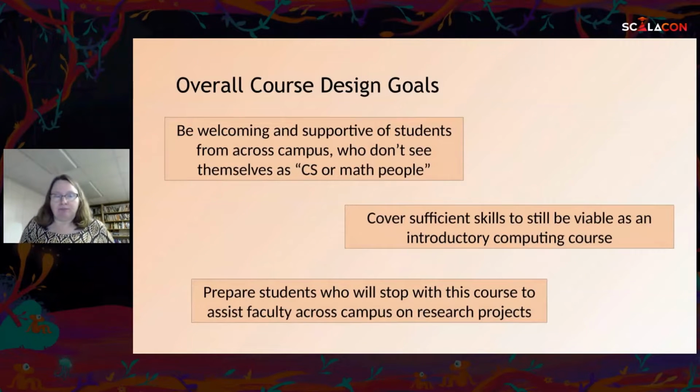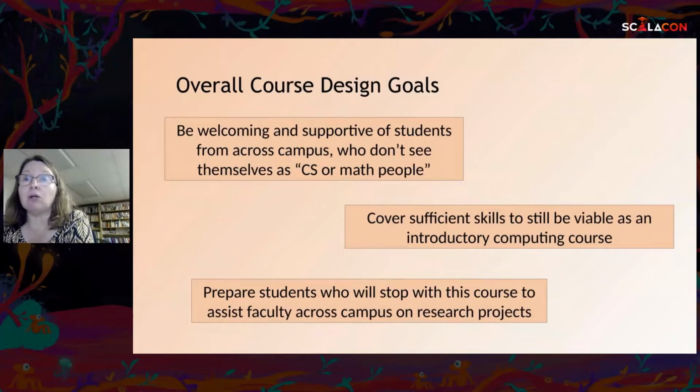So overall, what are the design goals for this class that I've been working on? Well, one of them is to be supportive of students from all across campus, many of whom don't see themselves as CS people or math people. We want to cover sufficient skills so that it's still viable as an introductory computing course. And we want to leave students who stop with this course in a place that they could actually go work on a project with a faculty member in another department. So they could go work with an economics professor or a public policy professor and do something useful with the amount of coding that they have learned.